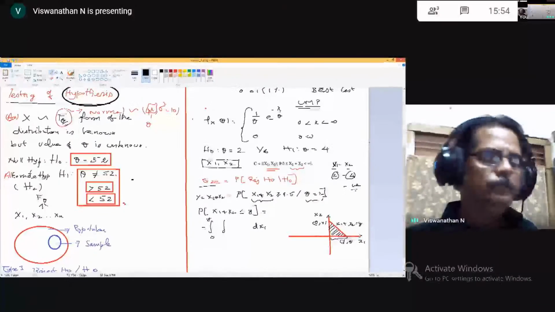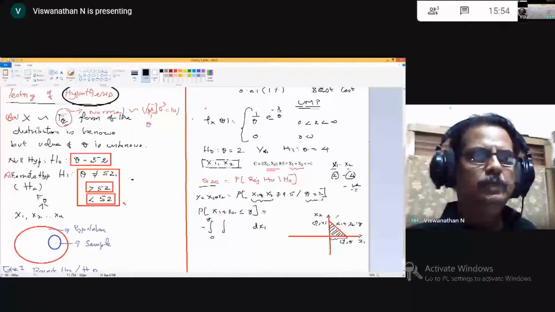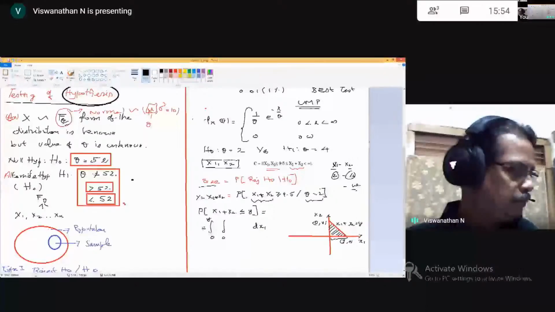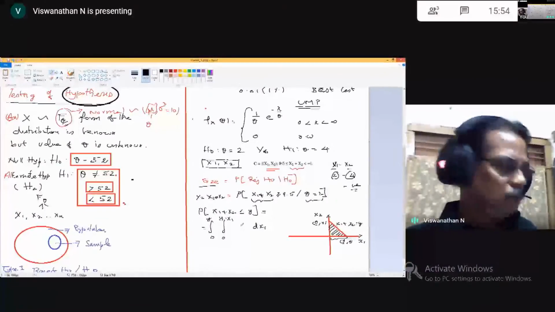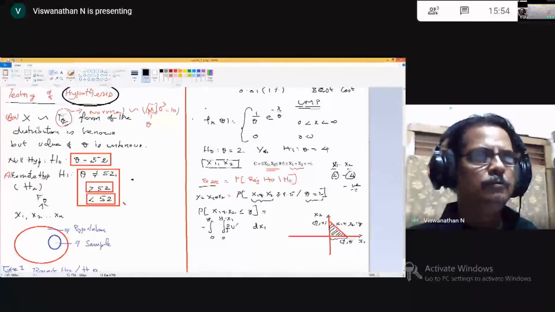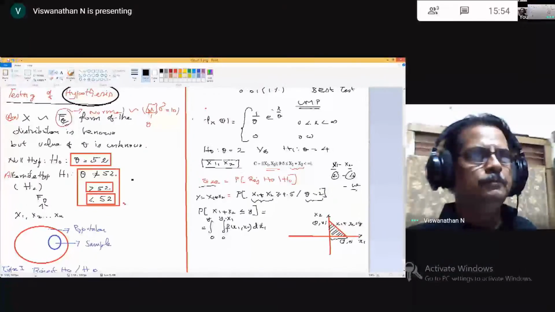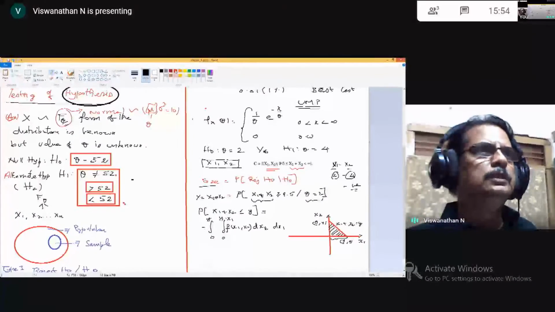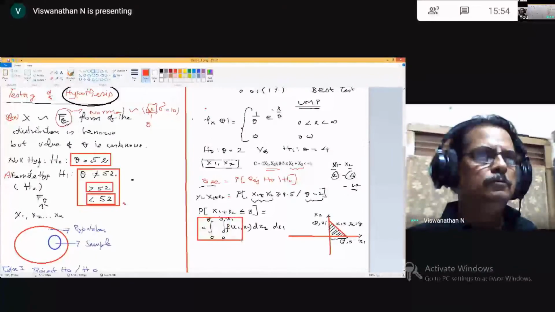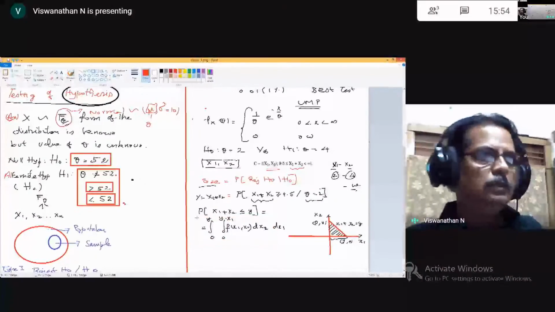In the inner integral, this is the base. I am moving vertically. It is 0 to, I want x2, which is y minus x1. This is y minus x1. And what about the density? So we have actually f of x1, x2. This is with respect to dx2. The outer integral is with respect to dx1. So this is the integral that I am supposed to evaluate.